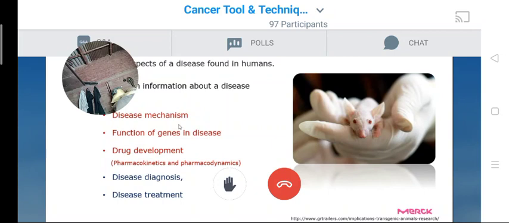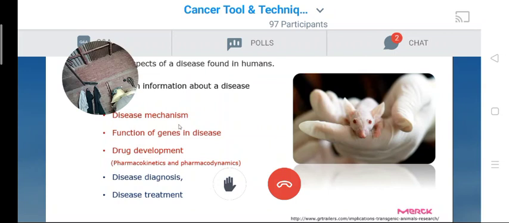We cannot come to a conclusion if we cannot use animals, right? So there is always a debate that we have to reduce the animal usage. Yes, it is correct, but we have to narrow down to the minimum number of animals. But animal usage is very, very important, right?